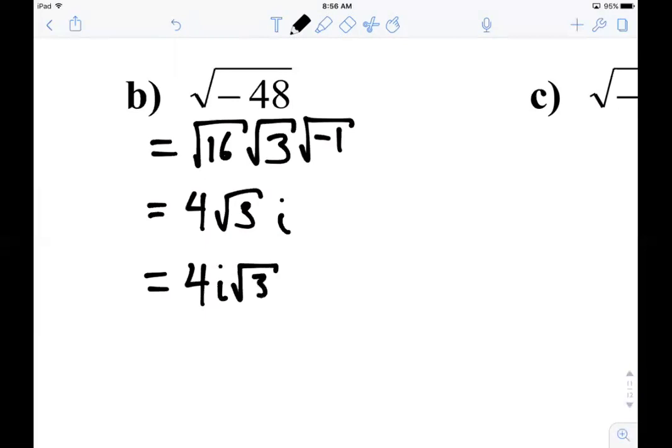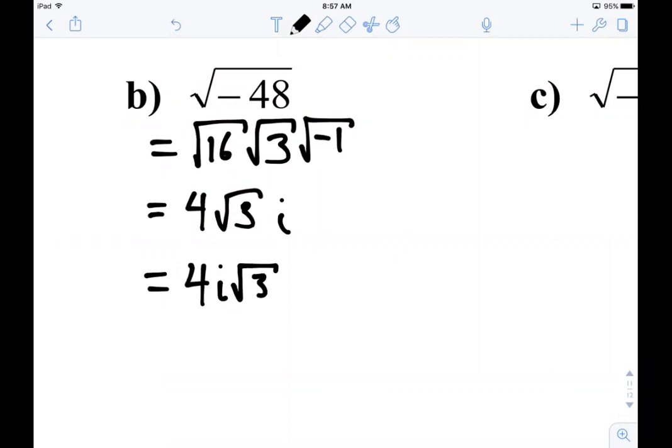So just keep that order in mind. Any regular whole numbers just go at the very front like a coefficient. Any radical pieces go at the very end. And then any i's can go sort of in between those. So 4i root 3 is a way that we can mathematically simplify and represent the square root of negative 48.